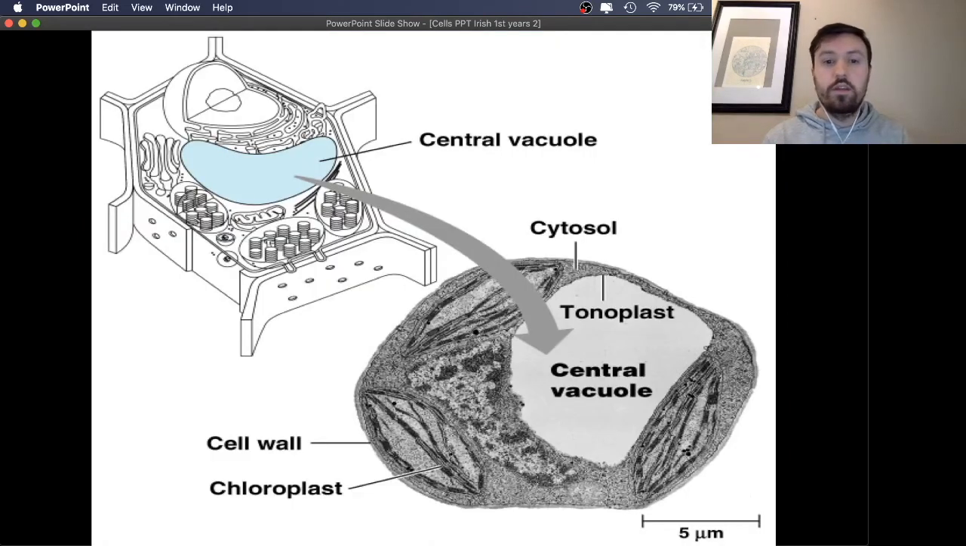This is just another one. This is an actual plant cell, right? We have chloroplast, which we'll talk about, cell wall, which we'll talk about, and don't worry about this word, tonoplast. Cytosol is the same thing as cytoplasm for our purposes. If you take this central vacuole out of our diagram and put it into a real looking thing, this is all it looks like. It doesn't actually look much different, right? It's just a big empty looking space, and all that's in here is food and water.